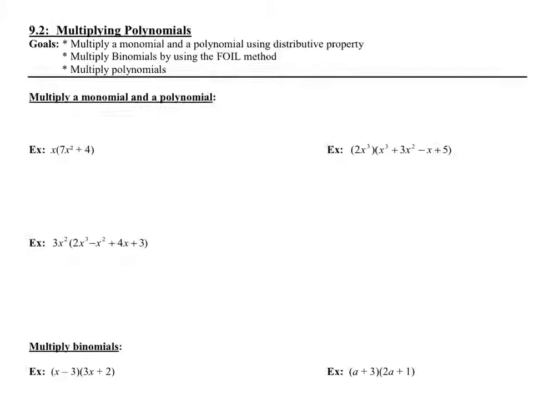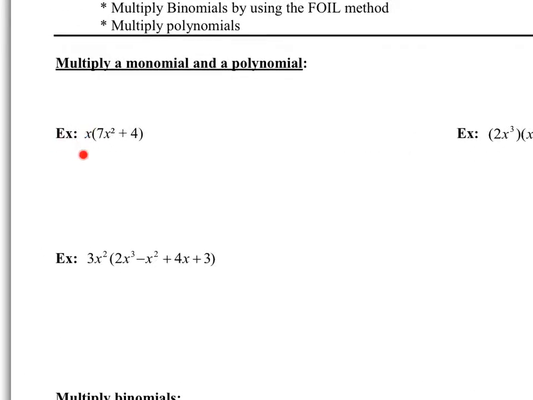So in this first example, we have a monomial, which is x, and a binomial, 7x squared plus 4. To do this, we're just going to use the distributive property. So x times 7x squared would be 7x cubed, plus x times 4 would be 4x. Since these aren't like terms, we can't add them together, so that's the best that we can do.